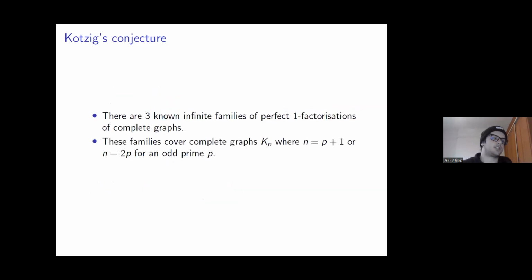And Kotzig's conjecture is a long way off being resolved. So there are only 3 known infinite families of perfect one factorizations of complete graphs. And these families cover complete graphs Kn, where n is p plus 1 or 2p for an odd prime p.